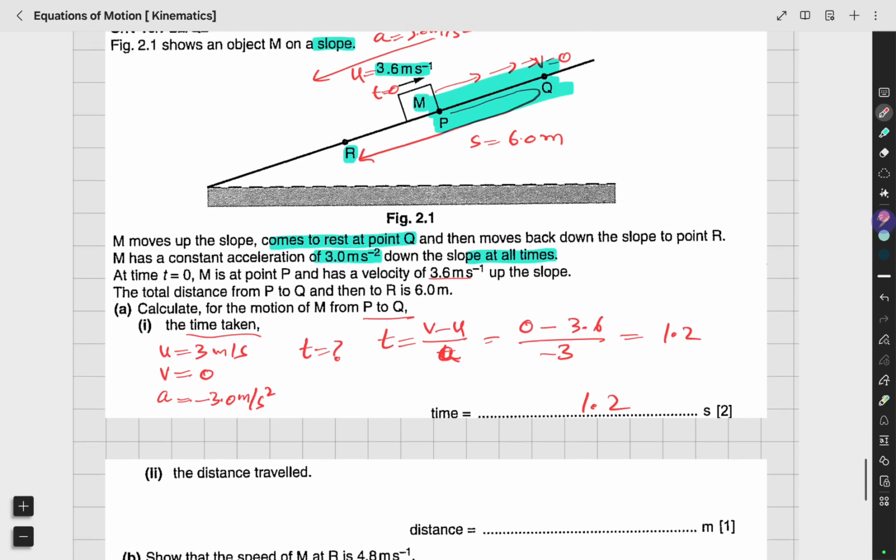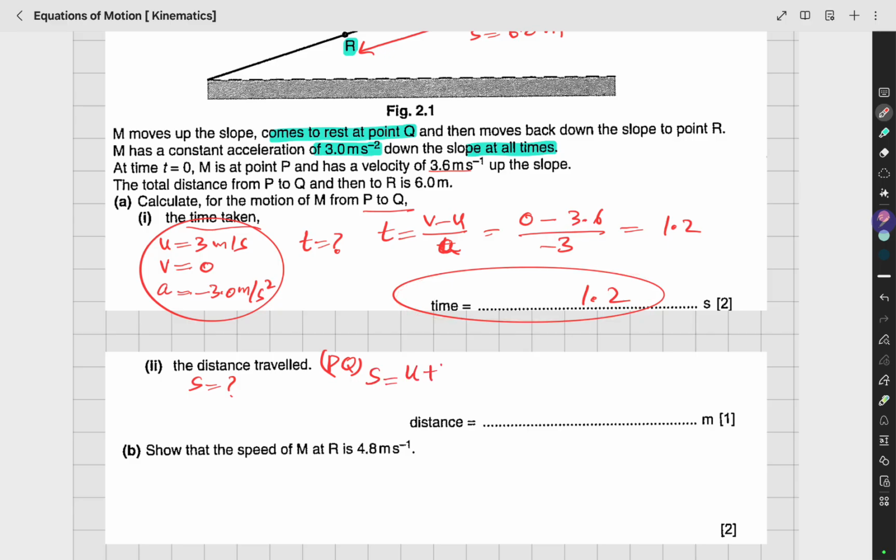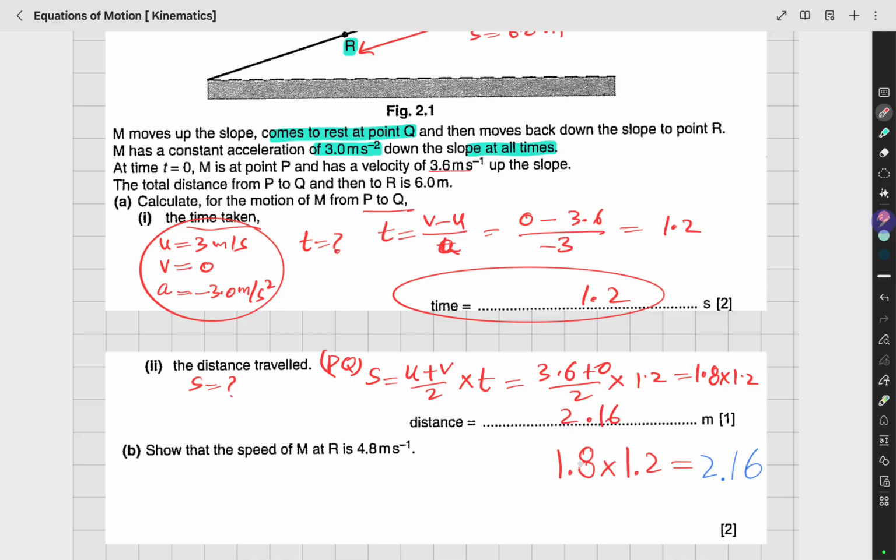The distance travelled, how much distance is from P to Q? So you have to find the distance. You use the same data as over there, and this time you have the value of time as well. So you can use any equation which has s. You can use s equals u plus v over 2, into t. u is 3.6, v is 0, and time is 1.2. So it is 1.8 into 1.2. That cannot be 16, so let me do it again. 1.8 into 1.2 equals 2.16. So it is 2.16 meters.